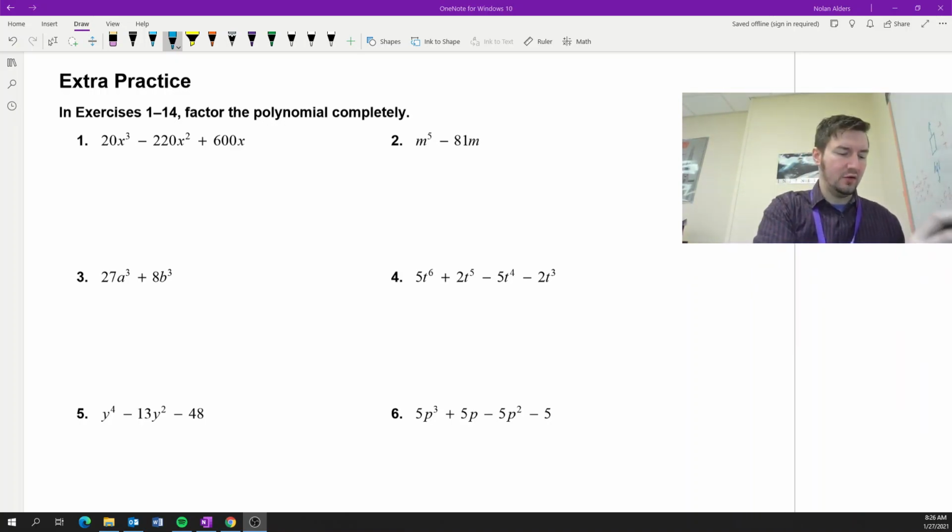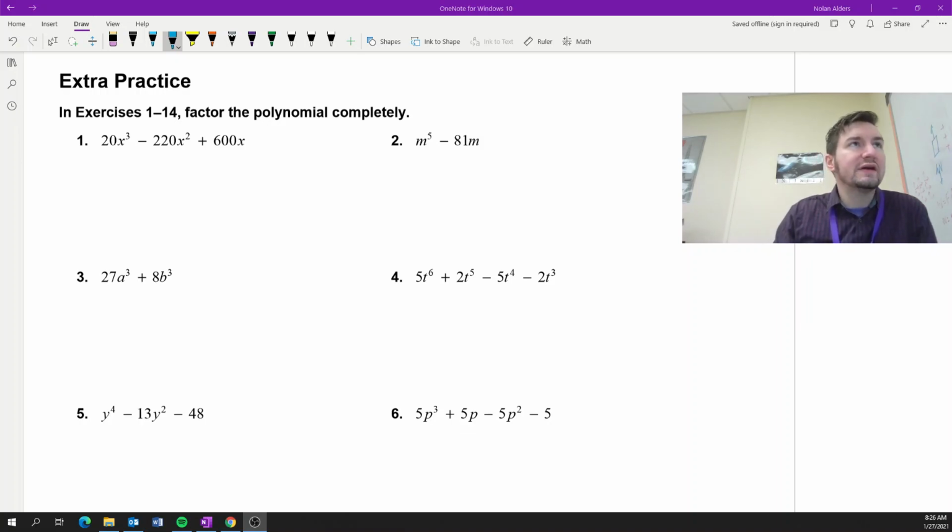Factoring some polynomials. So I'm going to go through a bunch of different examples and show you some tricks of the trade, and then I'll give you some that you can practice if you want to. But let's take a look at this. So we're going to start with this first one right here and try to factor it.